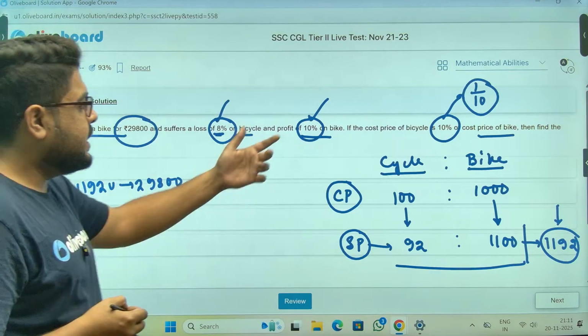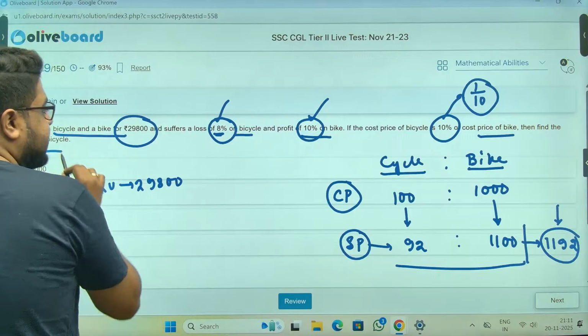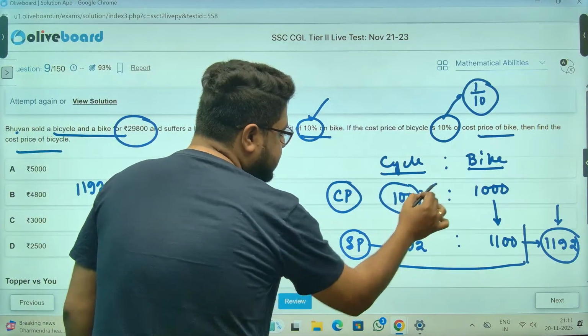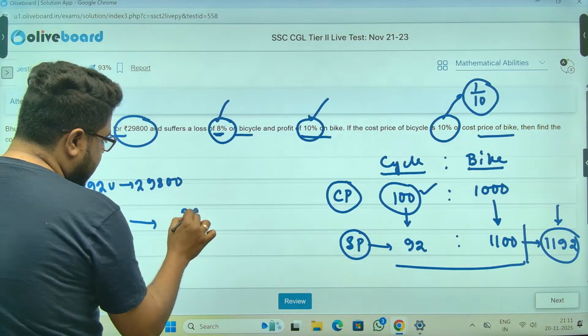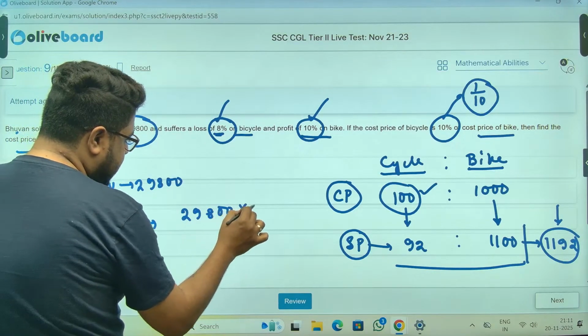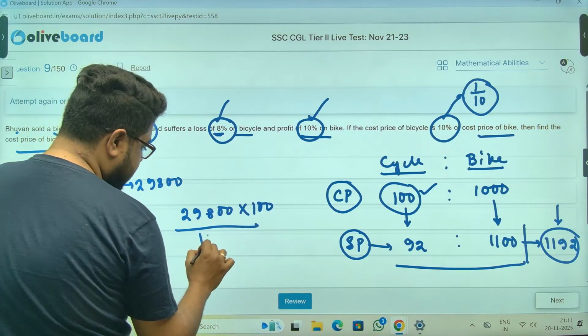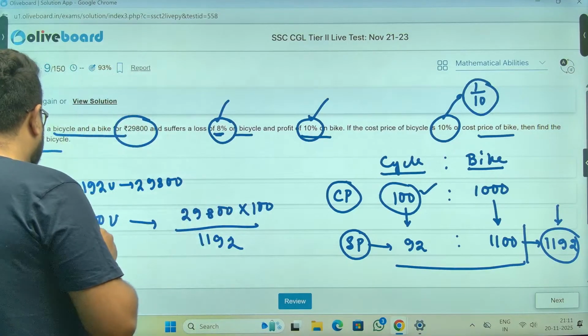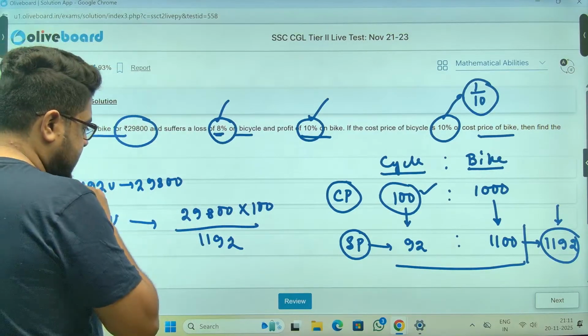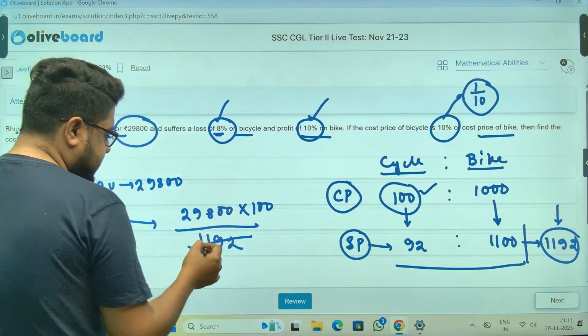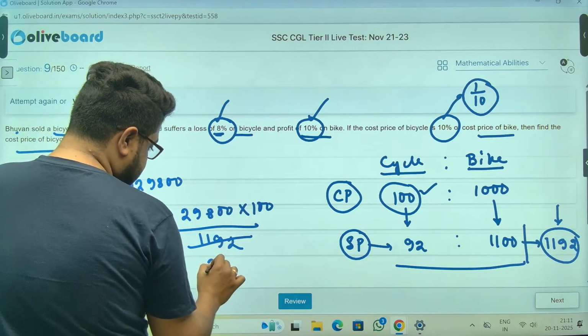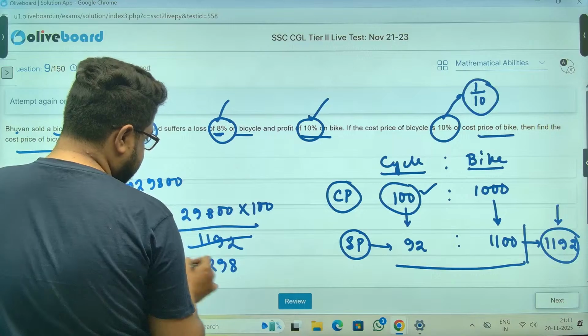So they are asking, find the CP of bicycle, meaning find the value of 100 units. Sir, 100 units will be how much, sir? 298,000 into 100 divided by 119. Calculate this. Sir, how much will this go in? Try with 4. Let's see. 4 2s are 8. 4 9s are 36. 4 8s are this.